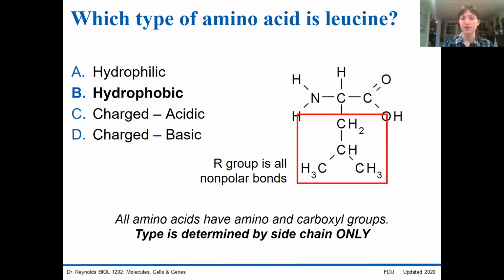Hopefully you were able to recognize that this molecule is upside down from your previous figures. Our side chain is at the bottom. You'll see on the left is our amino group, NH2. On the right is our acidic carboxyl group, COOH. So that's the core structure of the amino acid. Our R group here is composed entirely of carbons and hydrogens. So this hydrocarbon is going to be nonpolar, which means that this is a hydrophobic amino acid.